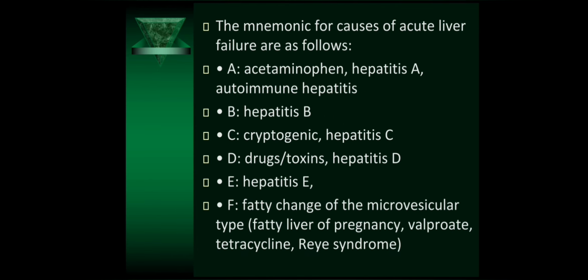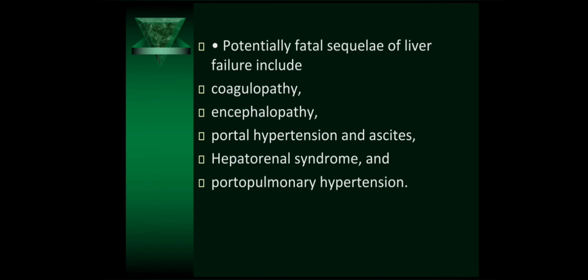Mnemonic for causes of acute liver failure is as follows. So you can remember A to G. A is for acetaminophen, hepatitis A and autoimmune hepatitis. B is for hepatitis B. C is for cryptogenic hepatitis or hepatitis C. D is for drugs or toxins. E is for hepatitis E. F is for fatty liver. Potentially fatal sequelae of liver failure include coagulopathy, encephalopathy, portal hypertension and ascites, hepatorenal syndrome and portopulmonary hypertension.